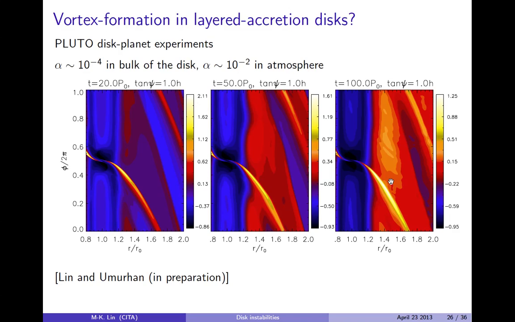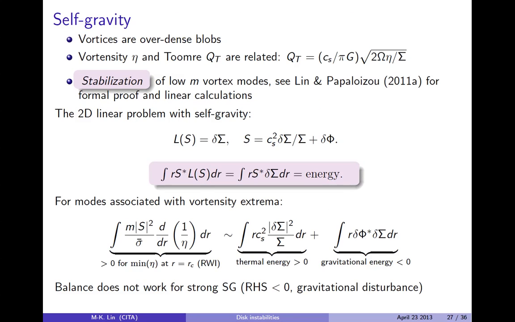So the lesson here is that if you want to know whether vortex formation can take place through this Rossby wave instability, you may need to have knowledge of the vertical structure of the disk, because this instability could be affected by vertical boundary conditions. Another effect, which I want to talk about briefly, is self-gravity. Now, these vortices are overdensities. They are overdense blobs.